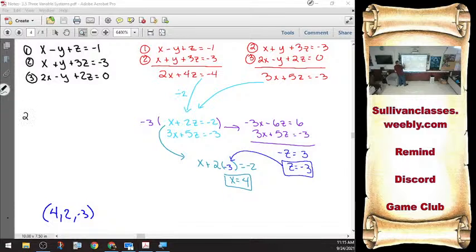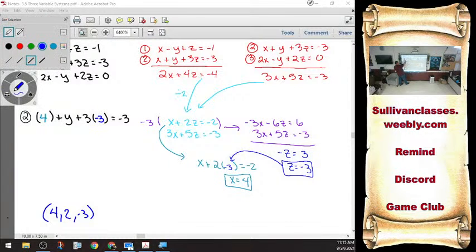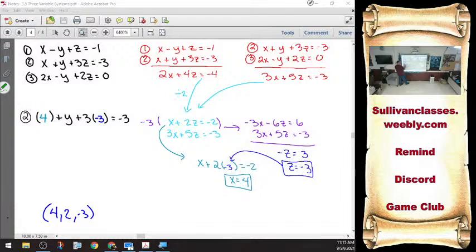I'm going to use equation 2. An x plus a y plus 3 of those is negative 3. We just found out that x was 4. We found out that z was negative 3. So I get 4 minus 9 is minus 5. Add.